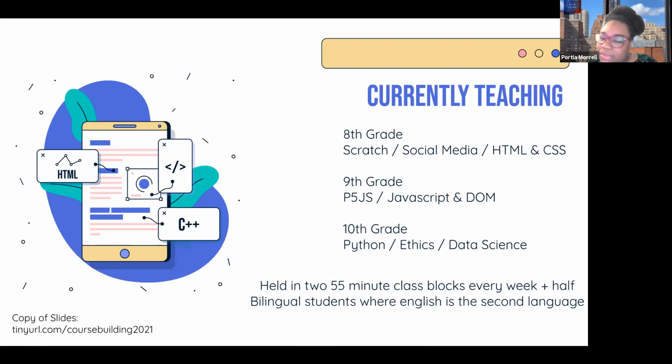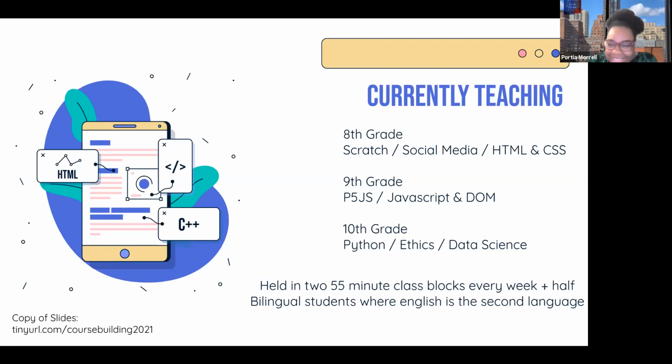And these are the coding languages. There are some digital learning things going on as well, but I did not put that in the slide. I just focused mainly on the coding. So in 8th grade, they learned Scratch and HTML and CSS. In 9th grade, we did a lot of JavaScript, 2 sides. One is the art side using P5.js, and the other is JavaScript, specifically learning how to make applications with the DOM. And then in 10th grade, we learned Python, and do a little bit of ethics and data science.